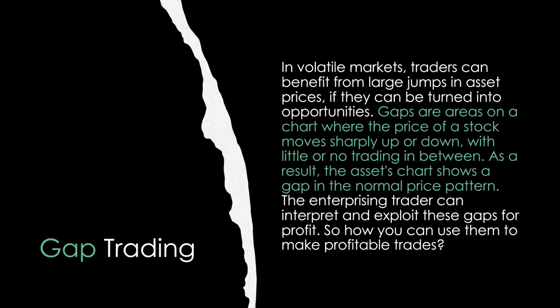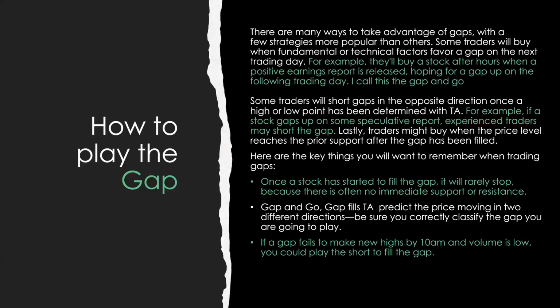In volatile markets, traders can benefit from large jumps in asset prices. They can be turned into big opportunities. So gaps are areas on charts where the price of a stock moves sharply up or down with little to no trading in between. As a result, the asset's chart shows a gap in the normal price chart. You'll see it. There's a couple ways to play this, playing the gap, all right?